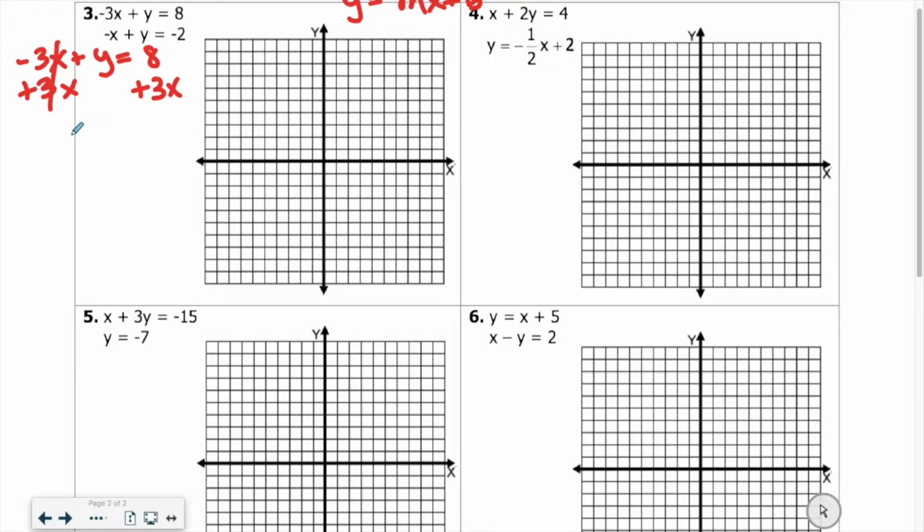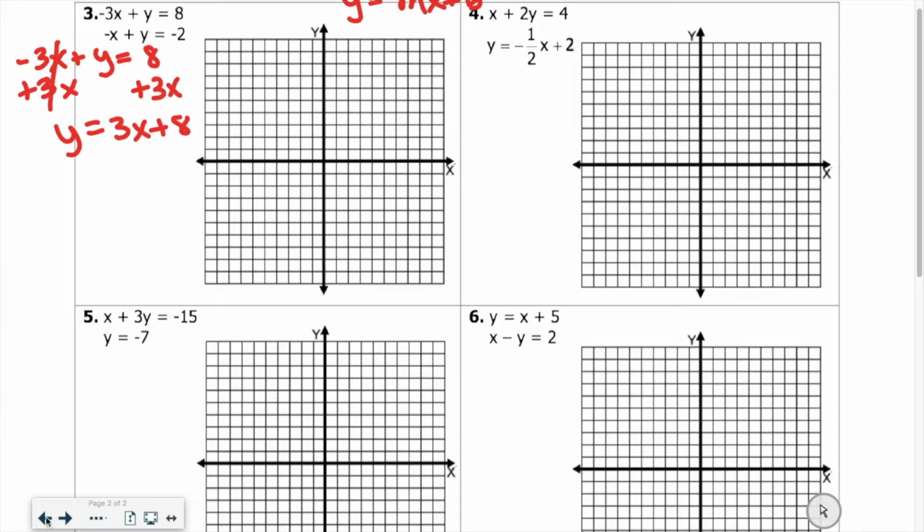So these cancel out. You're left with y on this side and 8 plus 3x. And just like the other video, you have a decision to make. Either put 8 first or 3x first. Well, I know we want to have the x value first for our slope-intercept form. So we want to change this to 3x plus 8.